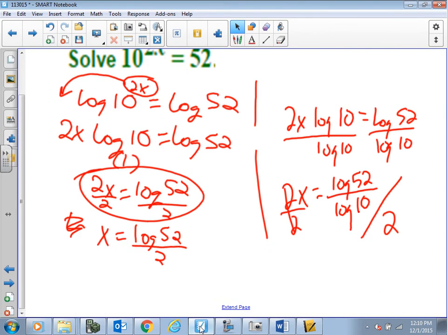So what's our answer? x equals approximately 0.858.